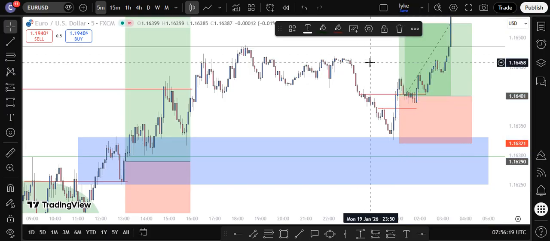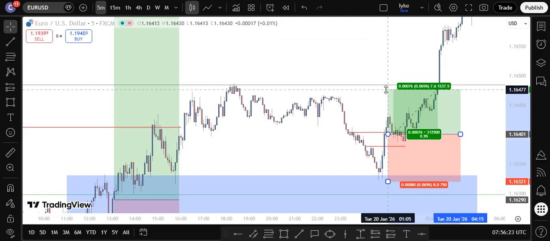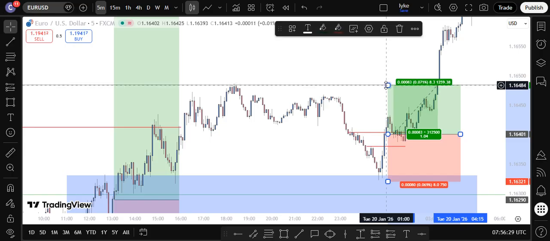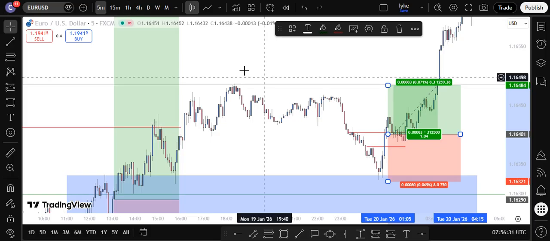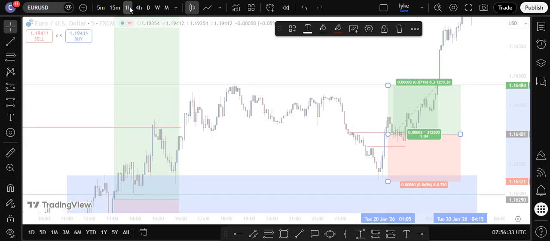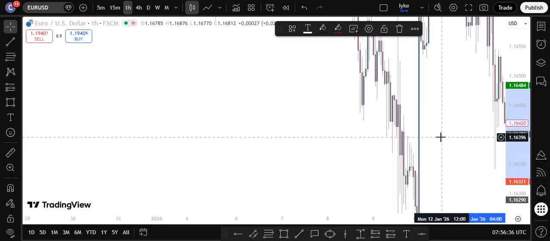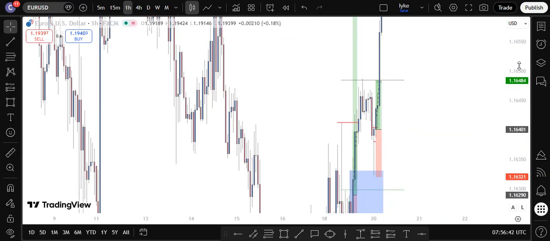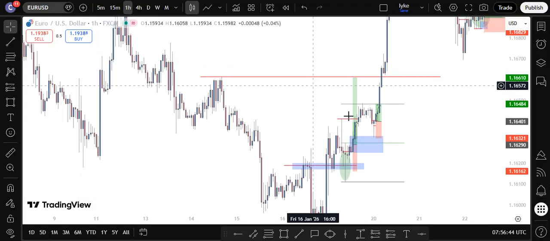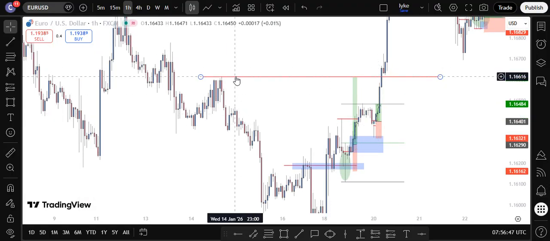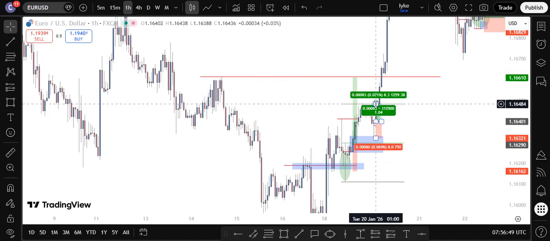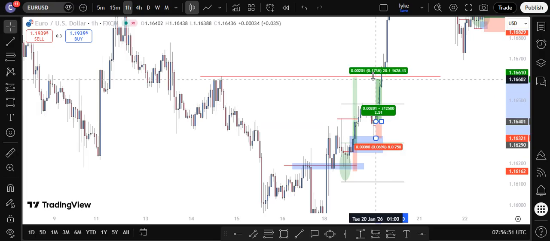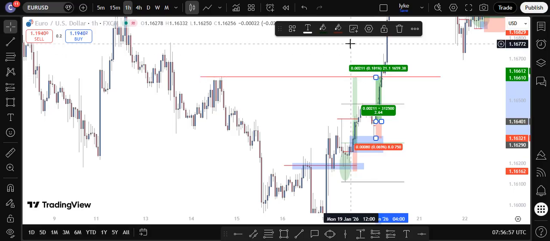So where is my take profit? My take profit, this was the previous high, giving me 1%. Nah, I won't accept 1%. So I will move over to the H1 time frame to identify possible areas I can take my profits. I can see that this was also an area where I can take my profits. A previous high. This gave me 2.6%. This was also an area.